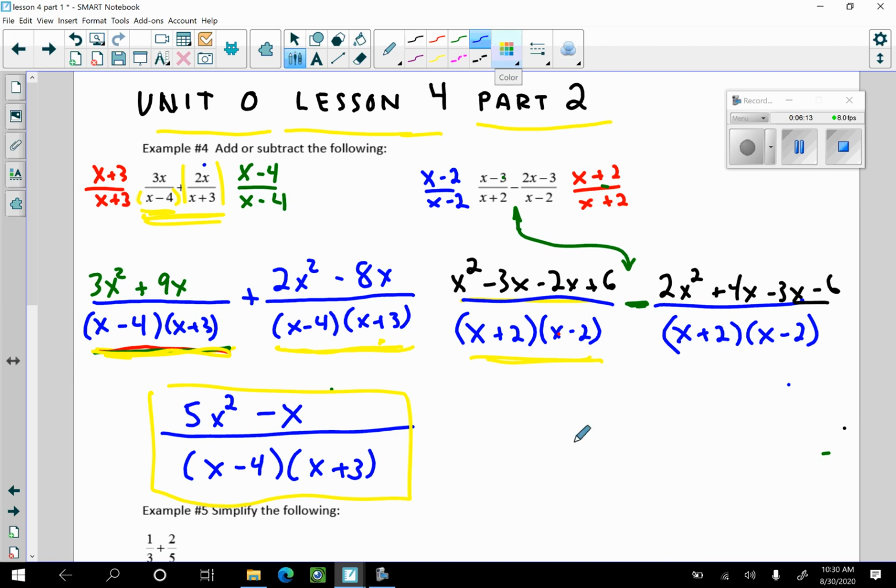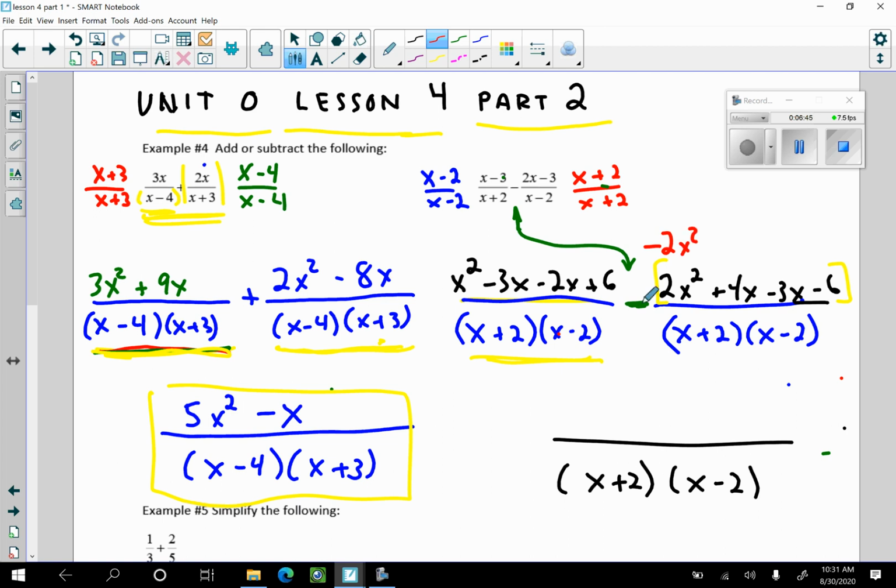So here's what we have to be careful with doing here. I'm going to rewrite the denominator. What I have to do here is I'm going to subtract this entire thing. So before I subtract, I'm going to distribute this negative symbol through this entire polynomial here. So this is going to turn out to be negative 2x squared. This is the step that a lot of people forget. Negative positive is negative 4x. Negative negative is positive 3x. And negative negative is positive 6.